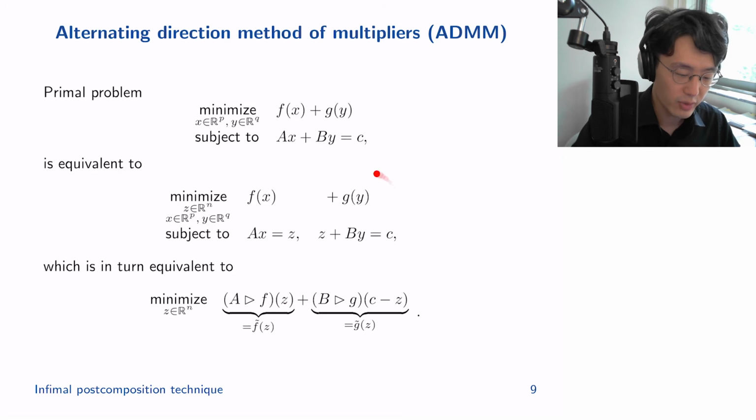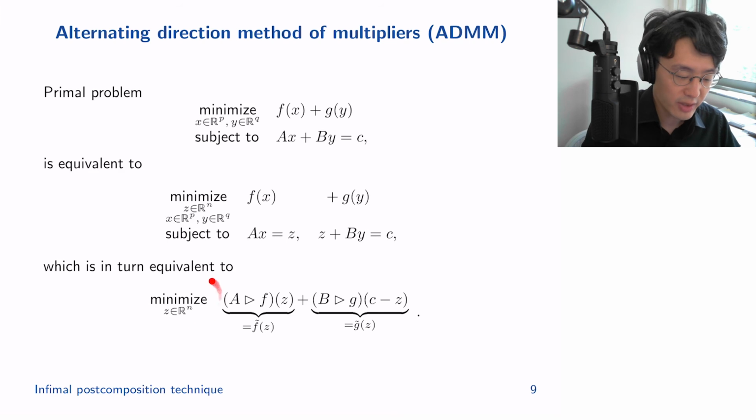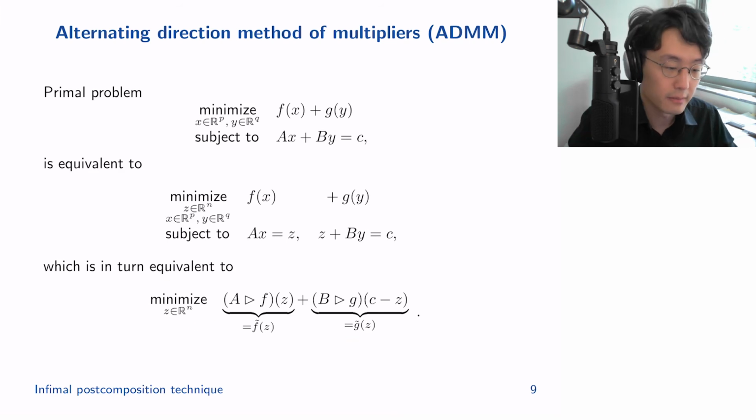And then if we minimize with respect to y here, then we get the Infimal postcomposition of g by B, and then we provide c minus z as the input. We'll define this first function as f tilde, and we'll define this function as g tilde. We now have a convex minimization problem that fits the form of Douglas-Rachford splitting. The optimization problem is minimized with respect to z, the objective function f tilde plus g tilde.